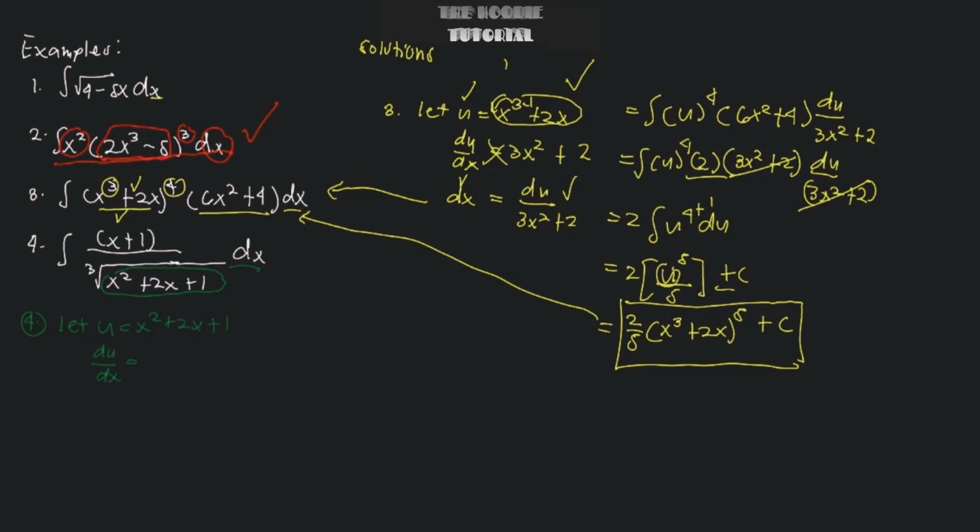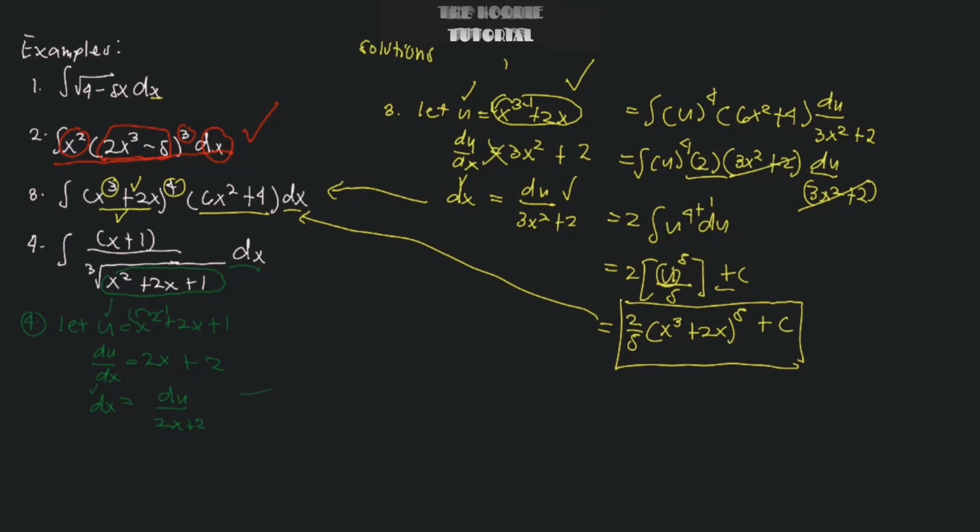So deriving each term, bring down the 2, that would become 2x, and then minus 1, that would be 1, which is just 2x, and then plus the derivative of the 2x is just 2, and the derivative of 1 is 0 because this is constant. So therefore we are going to have dx equals du over 2x plus 2. So we already have the value of u and dx.